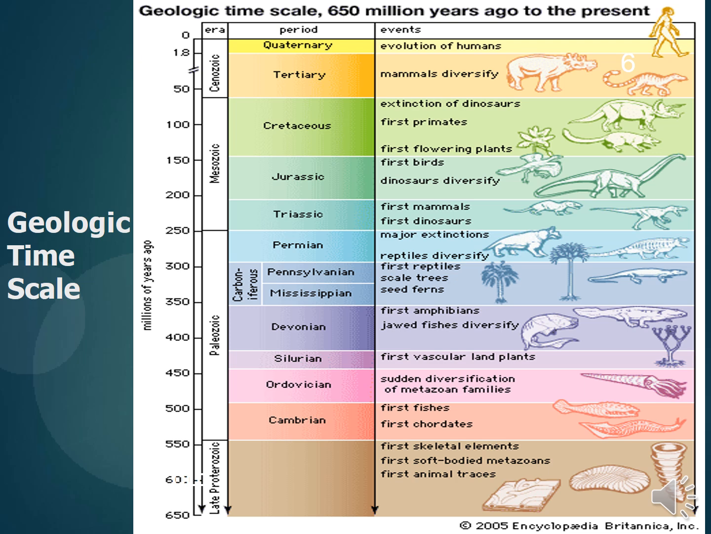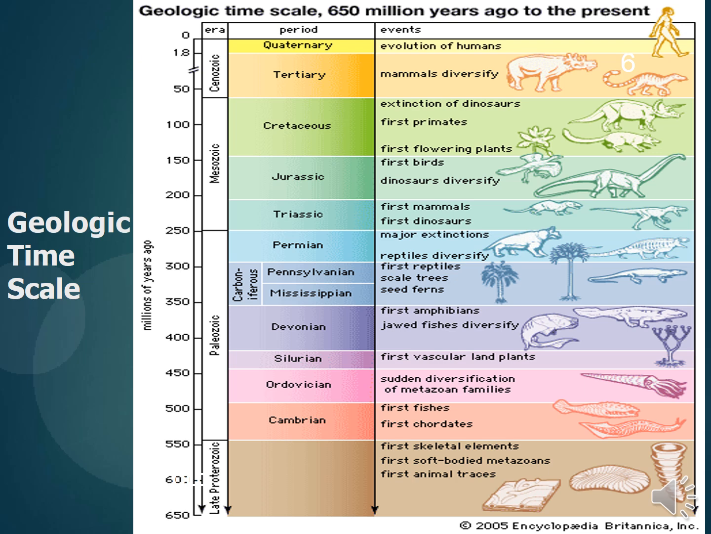The geological time scale is given as eras, periods, and the events that have taken place in those eras and periods. The entire scale runs from 650 million years ago to the present, given in millions of years. The eras are divided into Cenozoic, Mesozoic, Paleozoic, and late Proterozoic. The Cenozoic era, which is the present era, includes the Quaternary and Tertiary, where the evolution of humans and mammals and diversity took place.